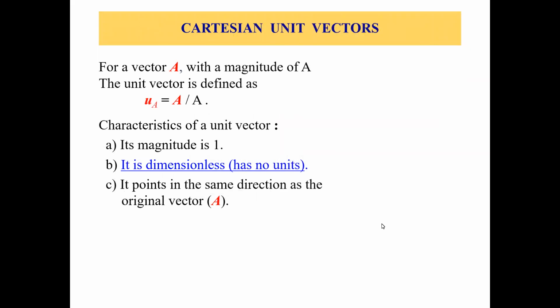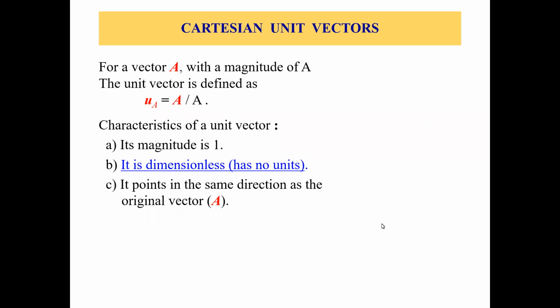Let's talk about the Cartesian unit vector. We already know what a unit vector is. A unit vector is a vector with a magnitude of 1. It has no units, right? And it gives you the direction of the vector. So it only gives us the direction.